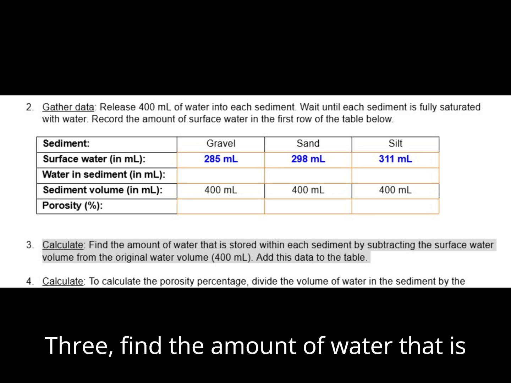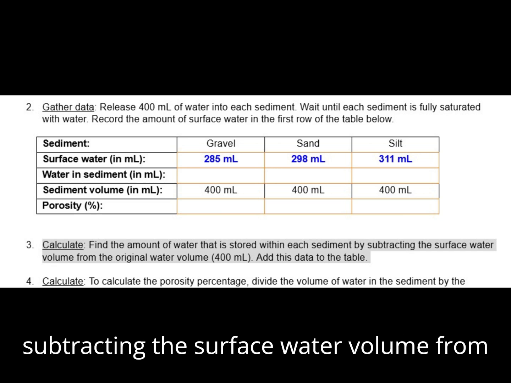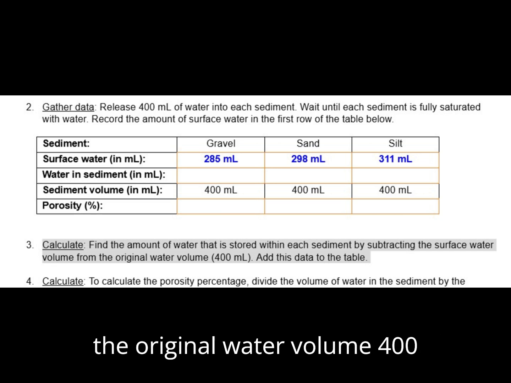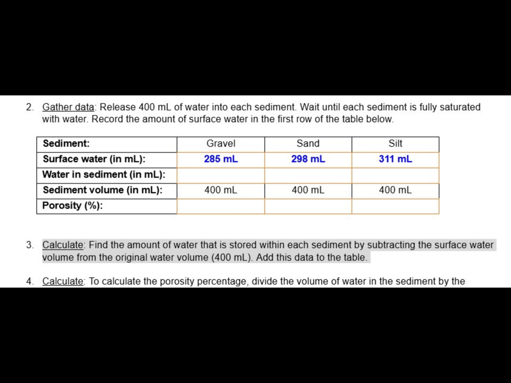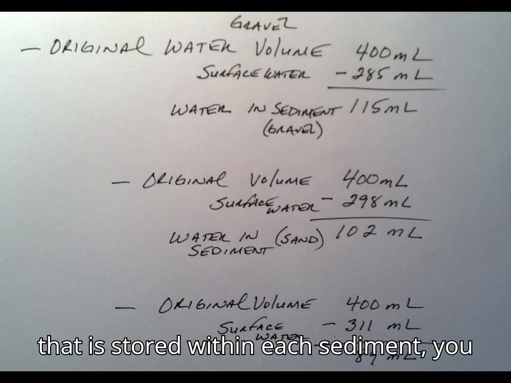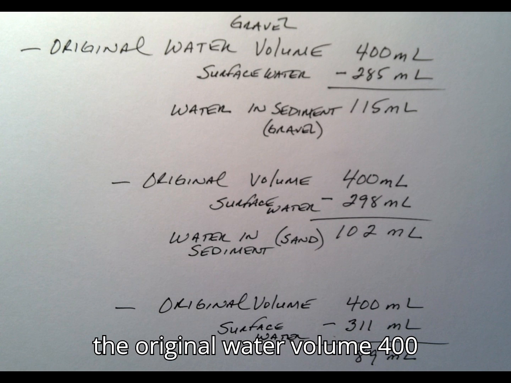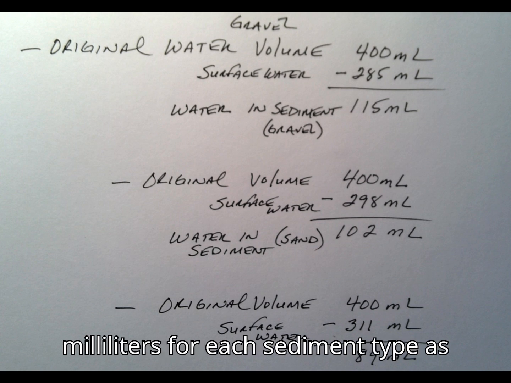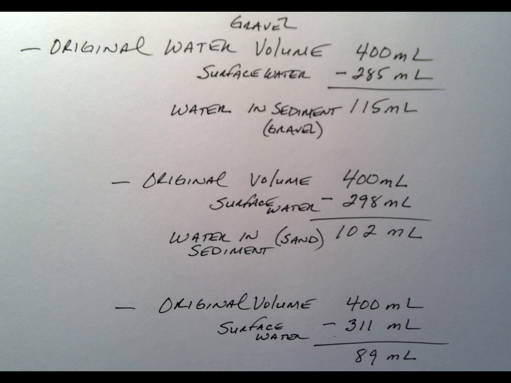3. Find the amount of water that is stored within each sediment by subtracting the surface water volume from the original water volume, 400 milliliters. Add this data to the table. Remember, to find the amount of water that is stored within each sediment, you subtract the surface water volume from the original water volume, 400 milliliters, for each sediment type as shown. Add this data to the table.